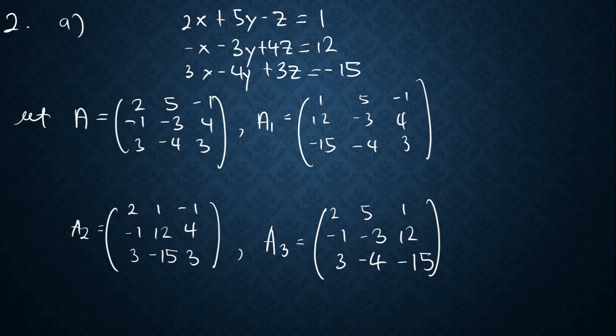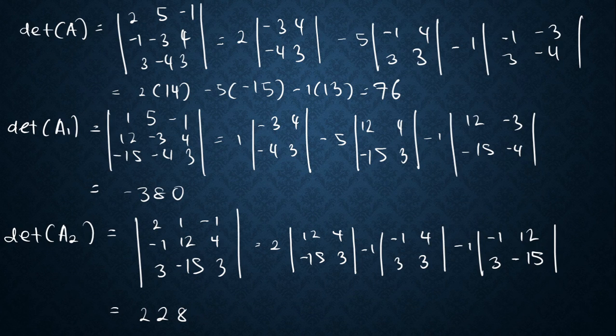And then question 2 is about Cramer's rule. I let A equal 2, 5, -1, -1, -3, 4, 3, -4, -3. For A1, I changed column 1 with 1, 12, and -15. For A2, column 2 is exchanged with 1, 12, -15. For A3, column 3 is exchanged with 1, 12, -15. And then find the determinants respectively.